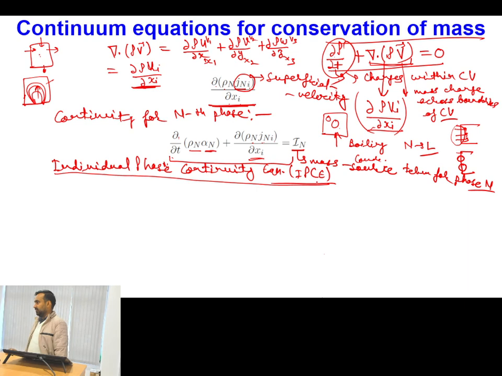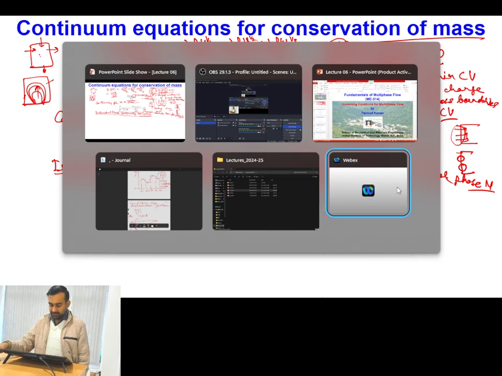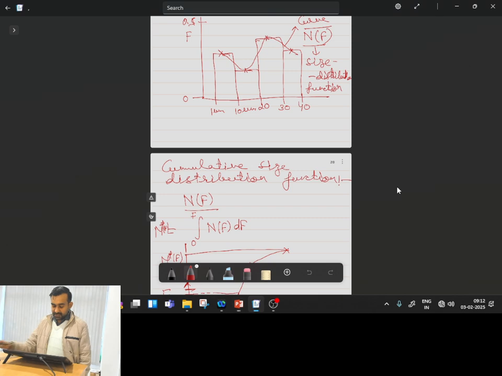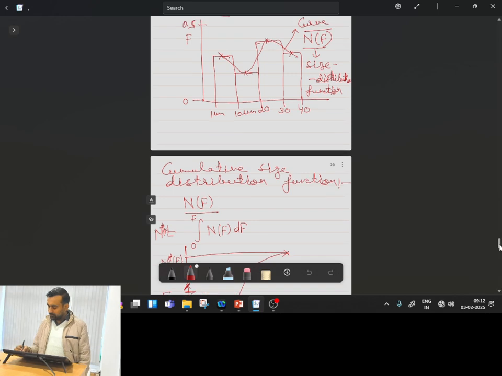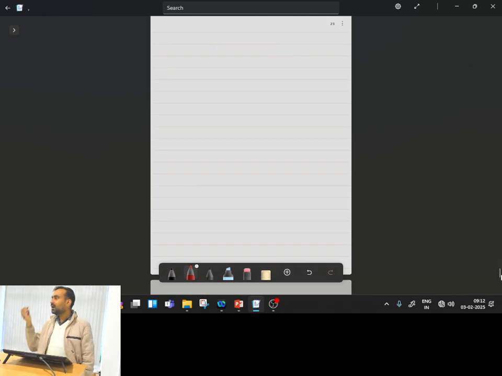This particular continuity equation is something which is called the individual phase continuity equation. Now what is the meaning of this subscript n over here? We already know that n can be A, B, C, or it can be 1, 2, 3, depending upon which one we want to use to designate our phases. So let's consider that in a multi-component system, n is equal to A, B, C, D, etc.